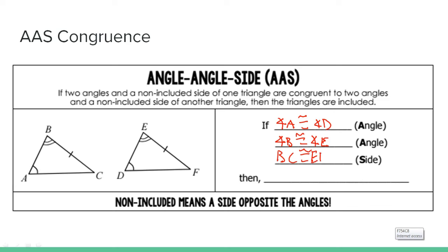There we go. Segment EF. Sorry about that, guys. If all three of those are true, then we can say that triangle ABC is congruent to triangle DEF. The big key with this one is that we have a non-included side. The side does not have to be, and cannot be, between the angles for us to be able to use angle-angle-side.